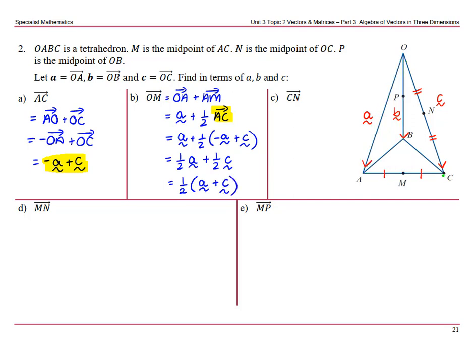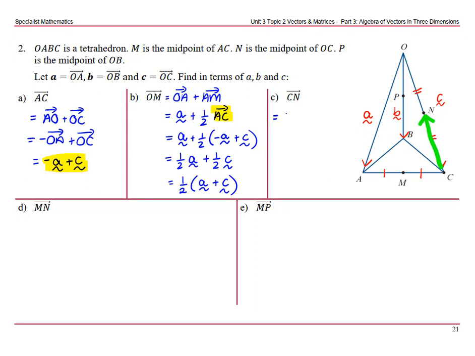CN is that there. So because N is the midpoint of OC, I can write CN as a half of CO. Remember, the direction matters. So that's going to be a half times negative C, which is negative a half vector C.